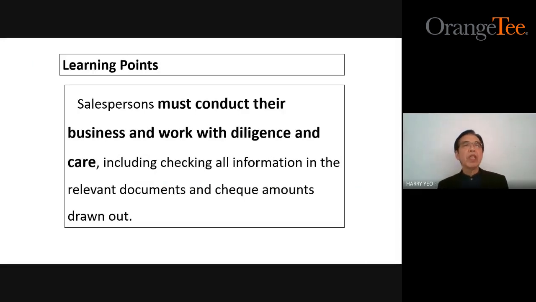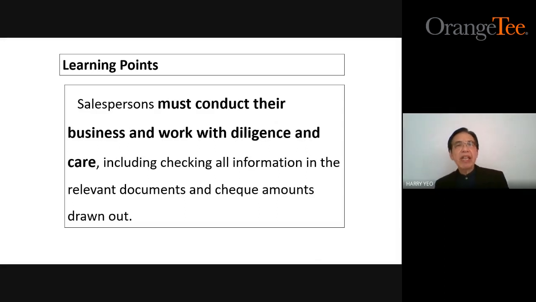So learning point is this: we, the agent, have a duty to check. Although you represent the seller, when the buyer gives a check, you must check the amount, besides putting in the name of the payee and getting the guy to sign.